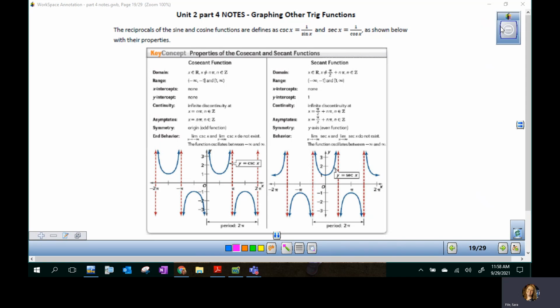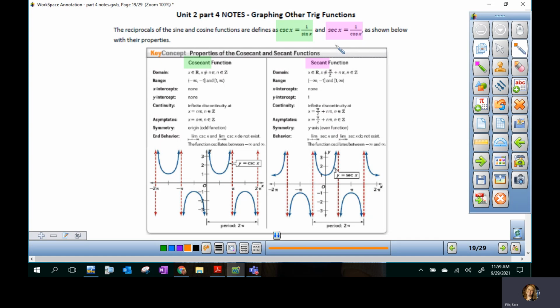We're going to start with cosecant and secant. So if you will recall, hopefully from Unit 1, cosecant is the reciprocal of sine. The cosecant function is the reciprocal of the sine function, and secant is the reciprocal of cosine. So you can see that's why they have it written as secant is 1 over cosine.